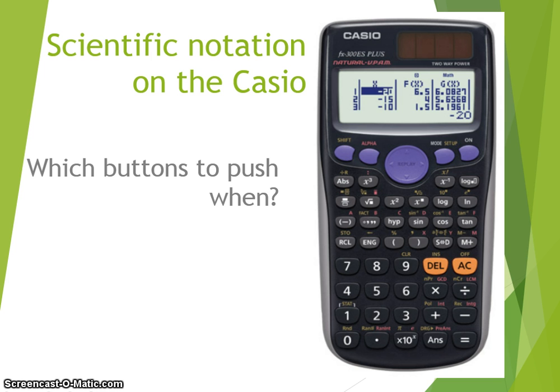So which buttons do you use on your calculator? Now there's basically two buttons that you need to know of, and that is your times 10 to the power x and your minus in a bracket button. This is the button that you will use to change the sign of an exponent. You do not use the subtraction button there. You rather work with the minus in a bracket.